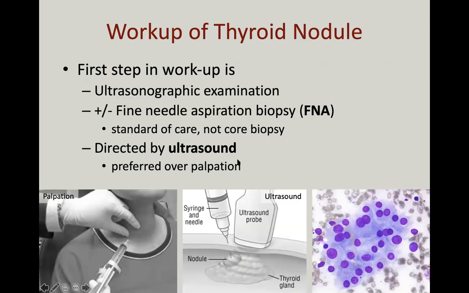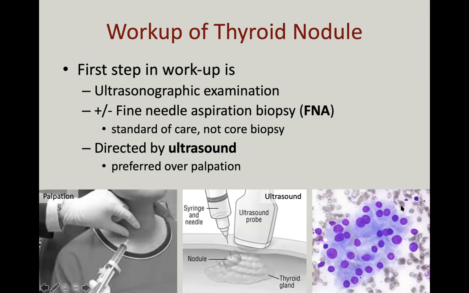FNA is the standard of care, not core biopsy. We do see some core biopsies from some institutions in the community, but this is not great for preservation of thyroid tissue specifically. We prefer the FNA to be directed by ultrasound because it can certainly target the nodule of interest. As we know, many patients have multiple nodules. The neck is a small area. And so palpation can be used in certain circumstances, but for an intrathyroidal lesion, ultrasonographic guidance is preferred for its directedness.